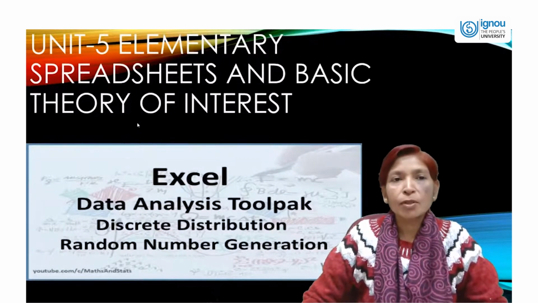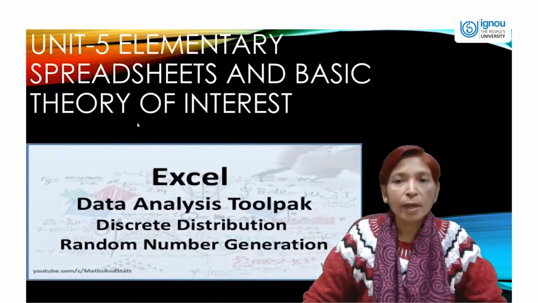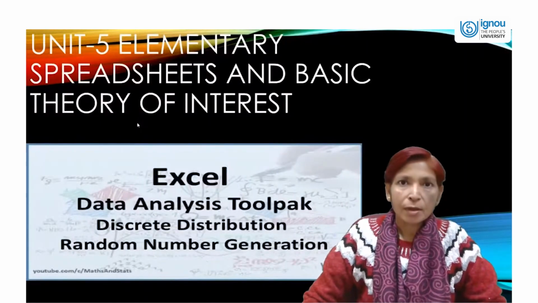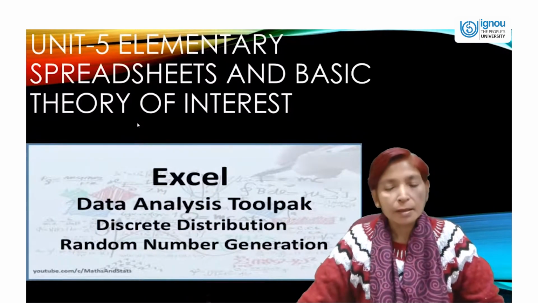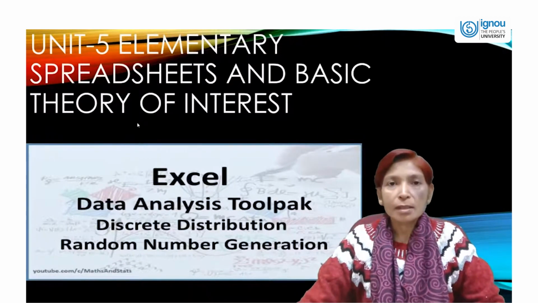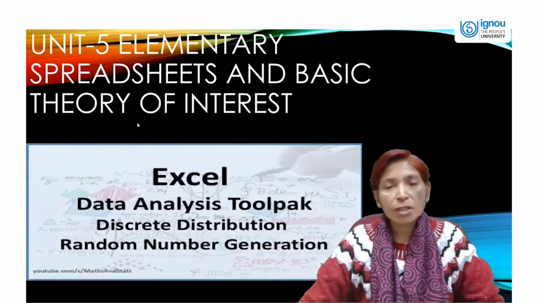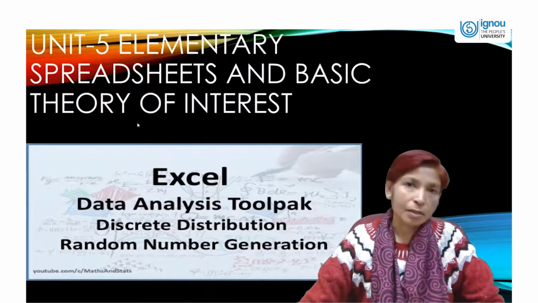Today we will discuss Unit 5, Elementary Spreadsheets, and Unit 6, Basic Theory of Interest. In the last session we discussed elementary statistics. In today's topic, elementary spreadsheets and basic theory of interest will be discussed. But before starting, first of all, I would like to discuss hypothesis, which is part of elementary statistics.